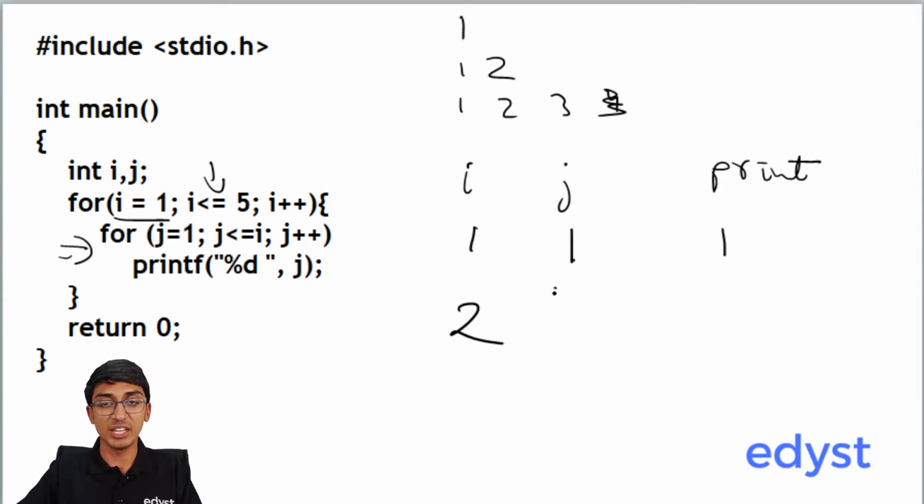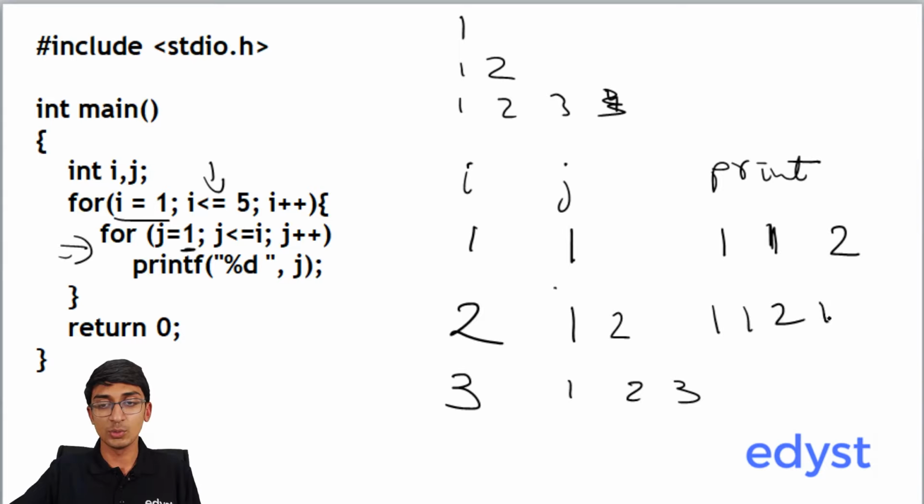j will become 1 again, because it starts again from 1. When j is 1, what is it going to do? It's going to print j again, and now it's going to print j next to the original one. So it's going to start printing like this: 1 1 2, and then it's going to stop. Then similarly, when i is 3, it's going to print for j values 1, 2 and 3. So it's going to print something like 1 1 2 1 2 3.